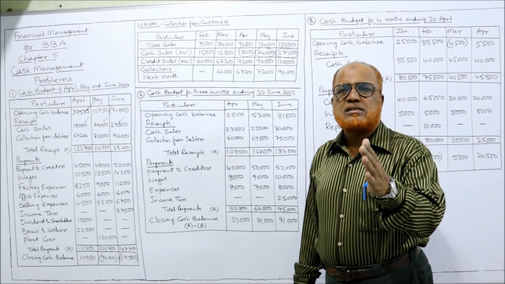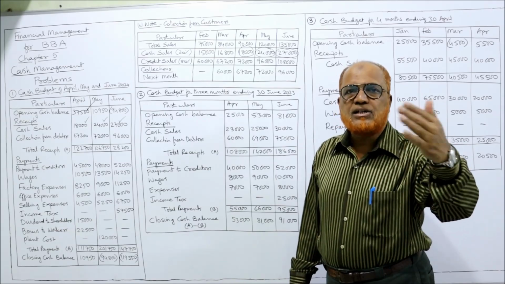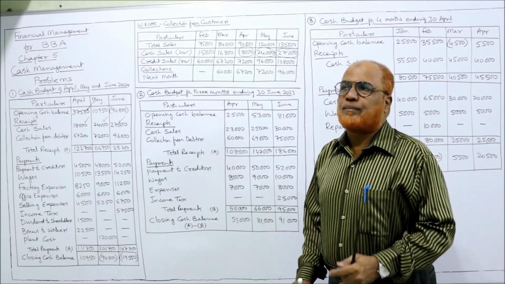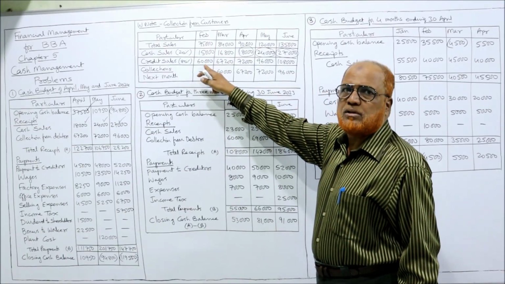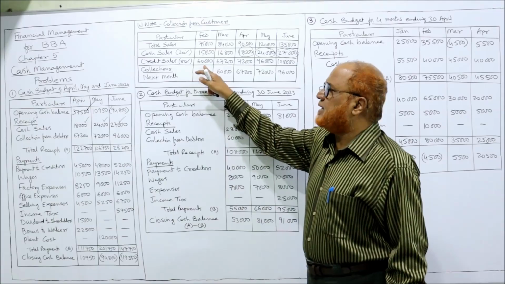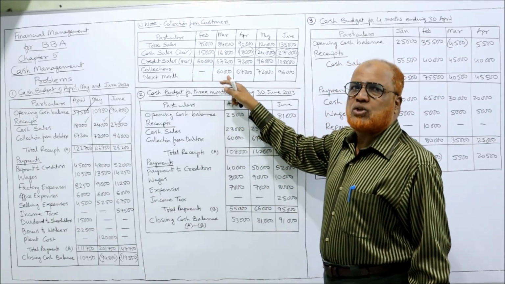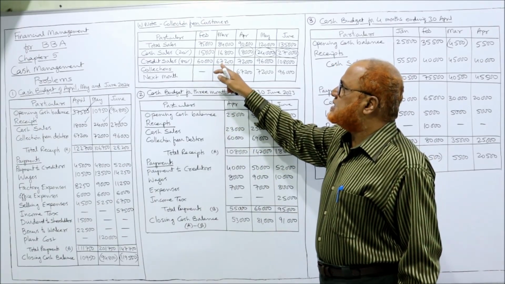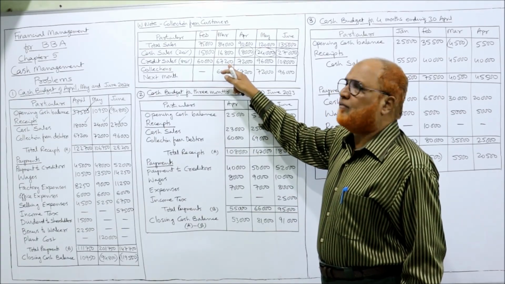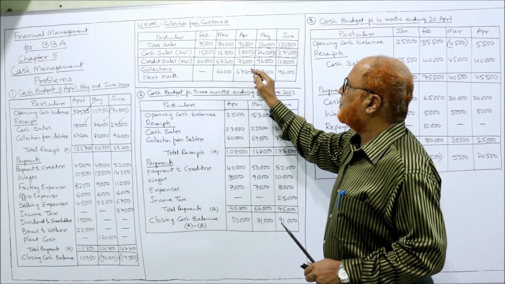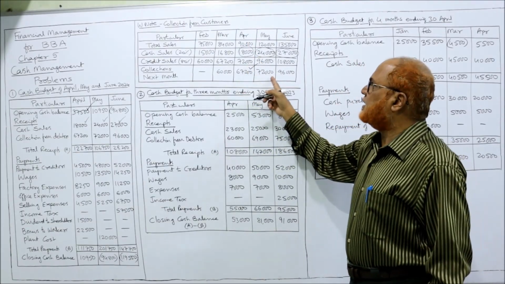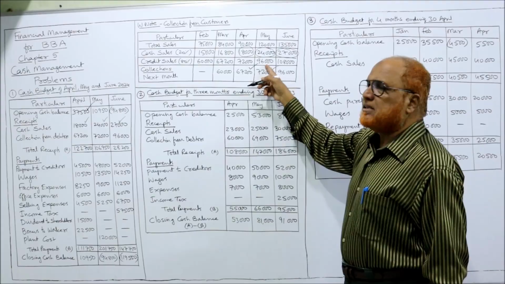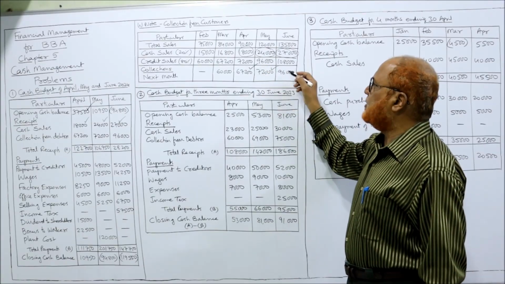Now collection from debtors. Whatever credit sales we are making, next month we are collecting. How much are the credit sales of February? 60,000. This 60,000 credit sales will be collected in next month, March. March credit sales, 67,200 will be collected in April. And April 72,000 credit sale will be collected in May. May 96,000 credit sale will be collected in June.